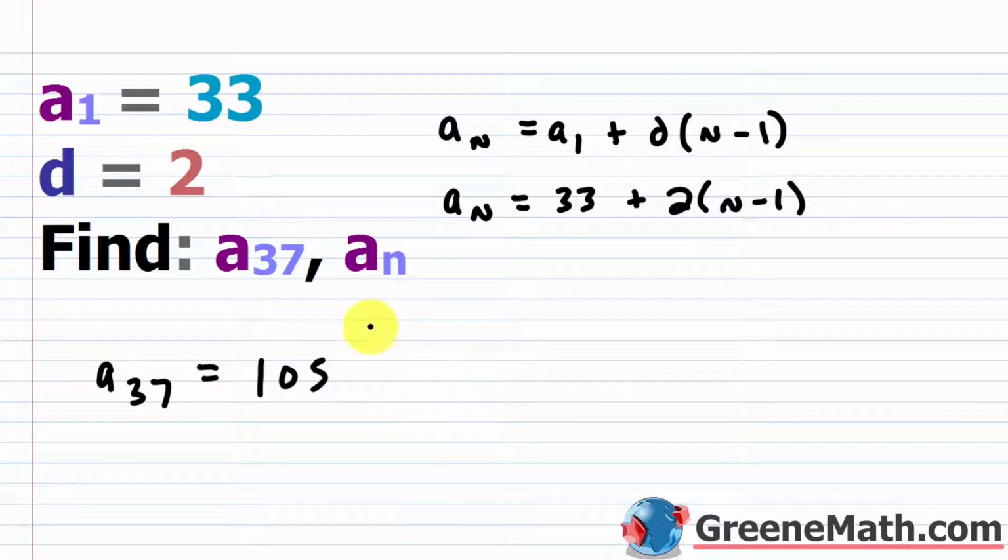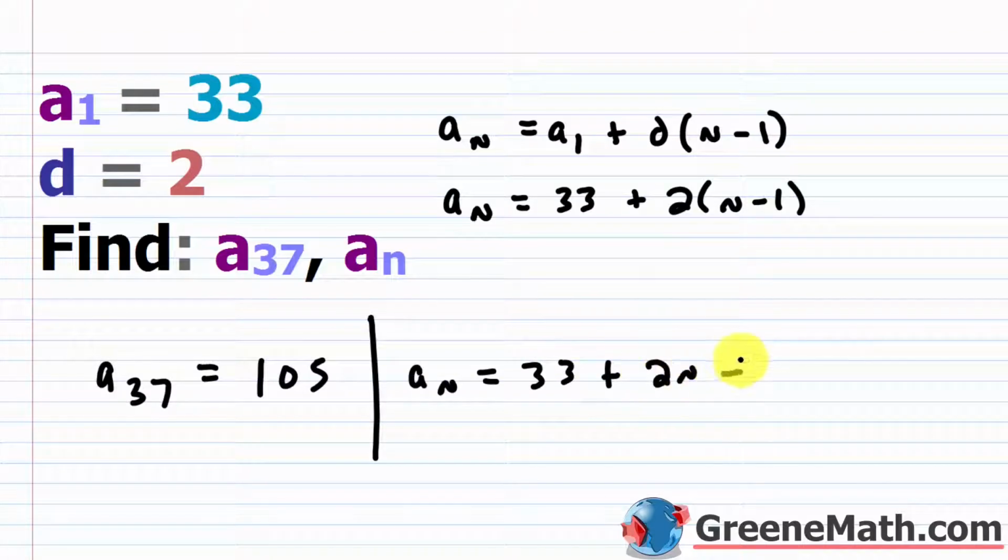Okay, so a sub n, let me just put a vertical bar there. So a sub n is equal to 33 plus 2 times n is 2n. And then minus 2 times 1 is 2. And then I can do 33 minus 2, that's 31. So I basically have a sub n is equal to 31 plus 2n.